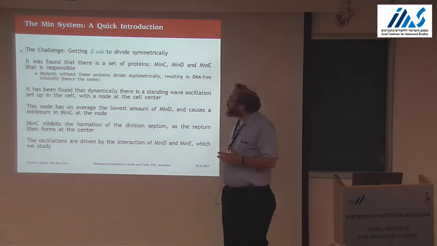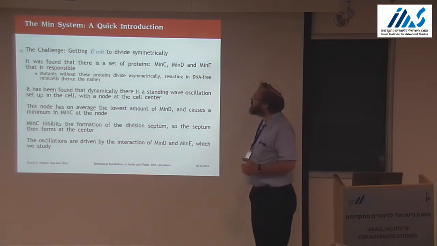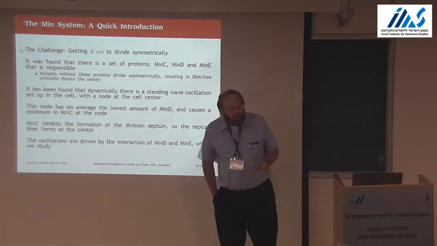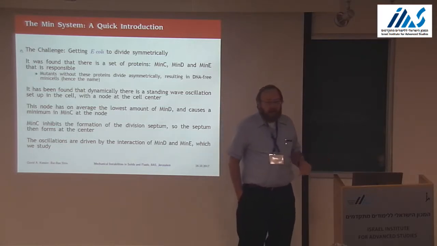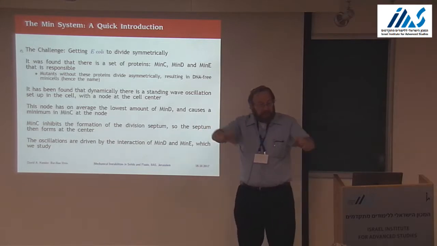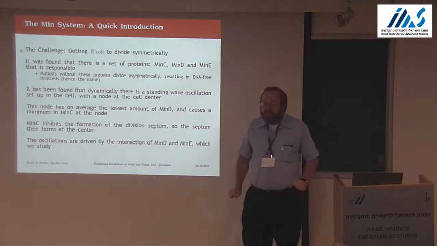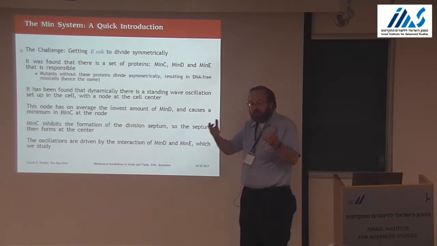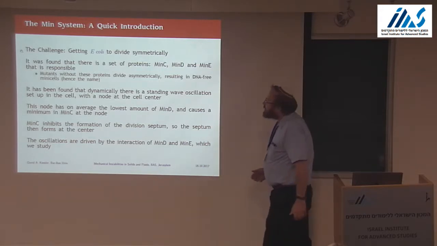The biological challenge that the Min system is designed to solve is you have bacteria like E. coli, and you want them to divide more or less symmetrically. All right? They grow and then at some point they split, and you want them more or less to have equal amounts of stuff in both sides.